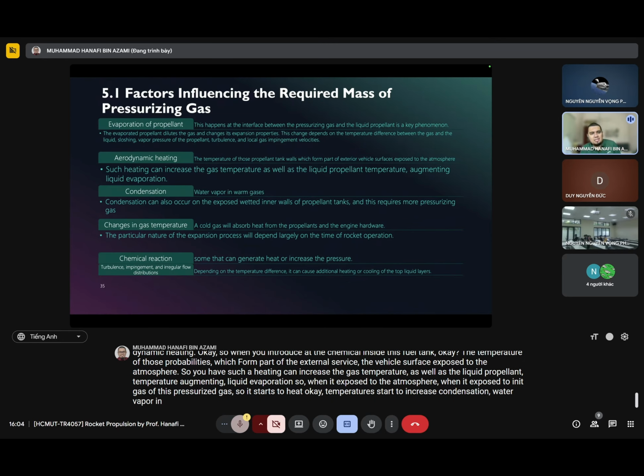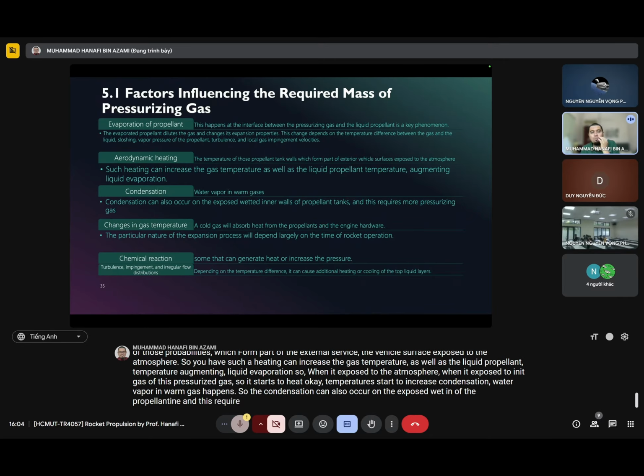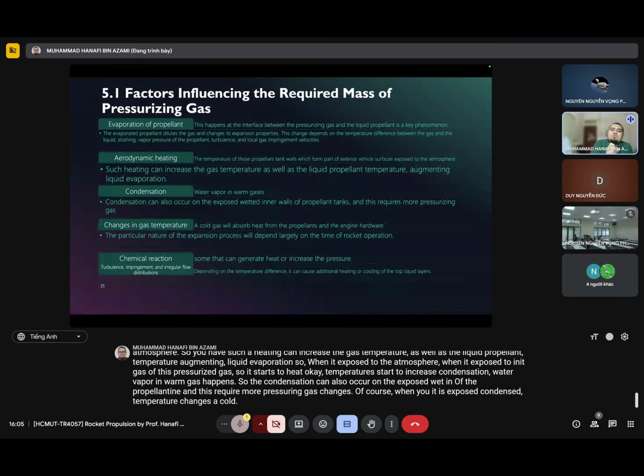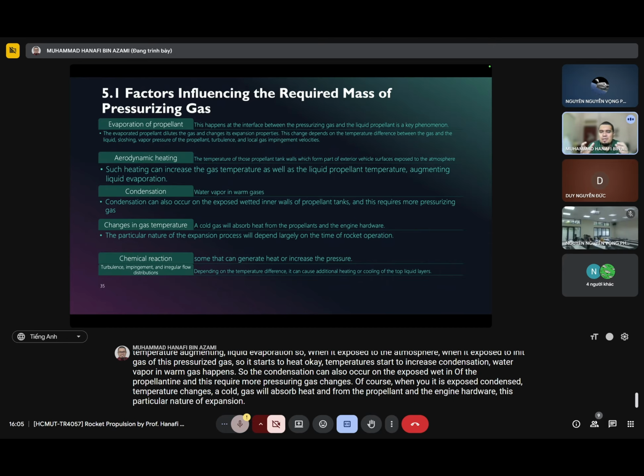Condensation: water vapor in warm gas can condense on the exposed wetted inner walls of the propellant tank, and this requires more pressurizing gas. Changes in temperature, of course, when it is exposed and condensed. A cold gas will absorb heat from the propellant and the engine hardware. The particular nature of expansion will depend largely on the time of rocket operation.